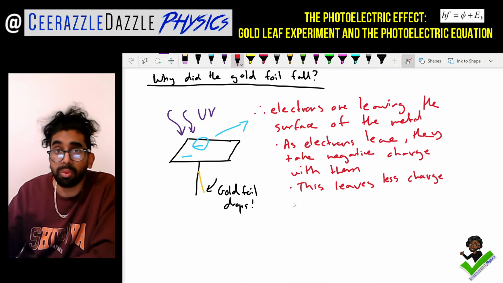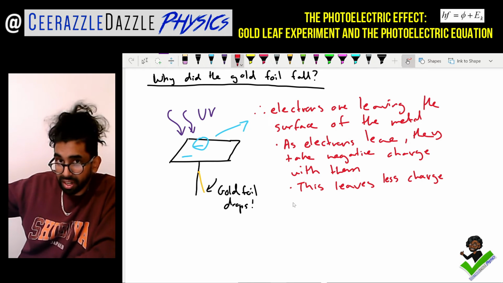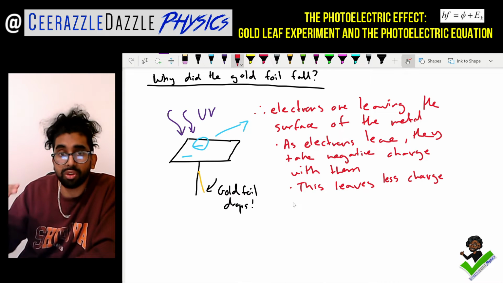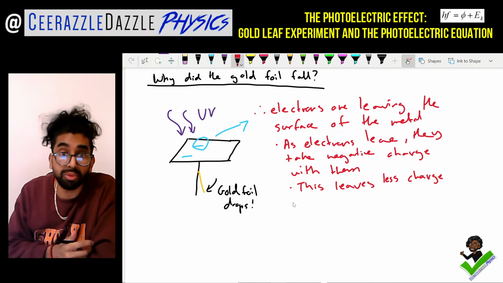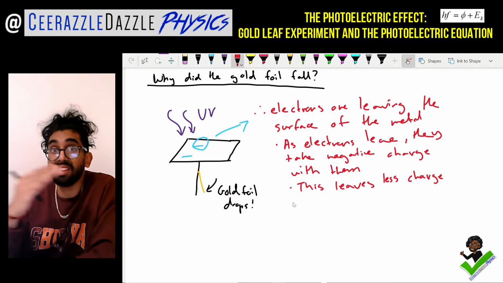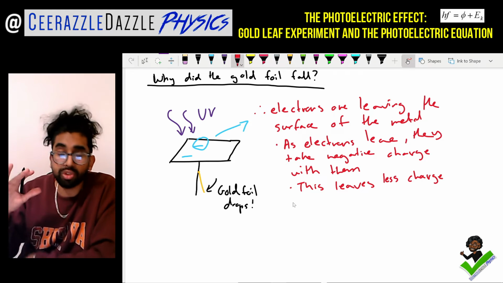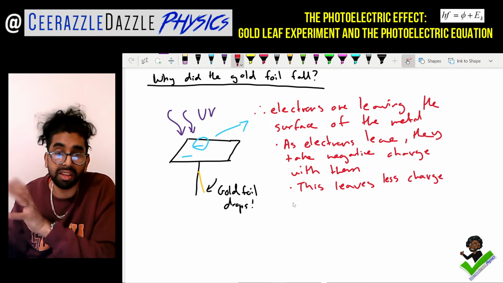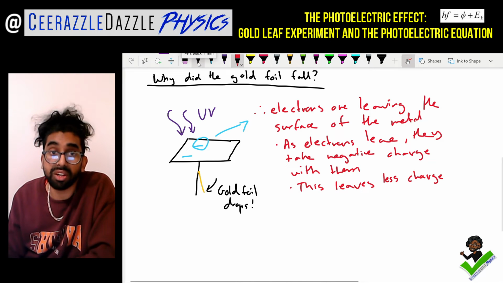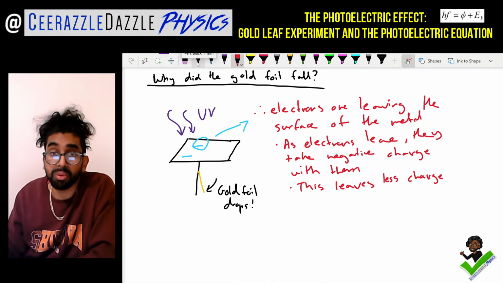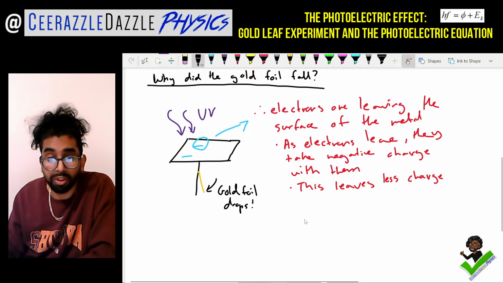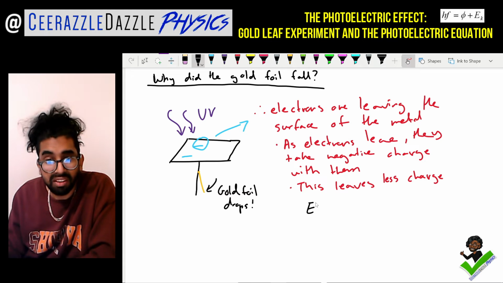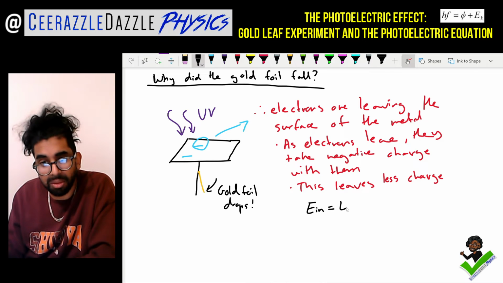So we have an idea that the UV light is coming in, and it is causing electrons to leave the metal plate. Now we're going to try and incorporate that all together. I like to explain this concept with the idea of energy going into the system and energy going out. So I'll start to write down the following. Let's talk about the energy going in and the energy coming out.